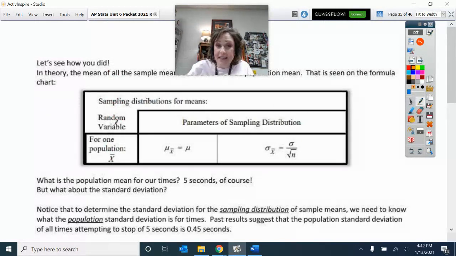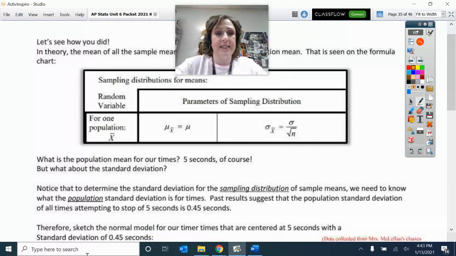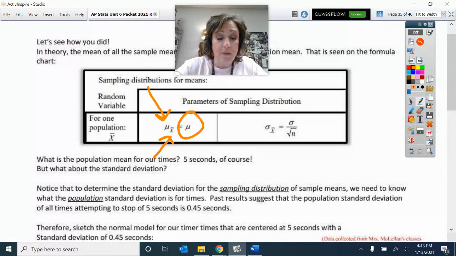All right. In theory, here is where things should be centered. I want you to notice this. This is saying that the mean of all of our samples should end up where the population mean is. Well, in this case, it should be 5 seconds. That's what this is, the population mean of 5 seconds, okay?